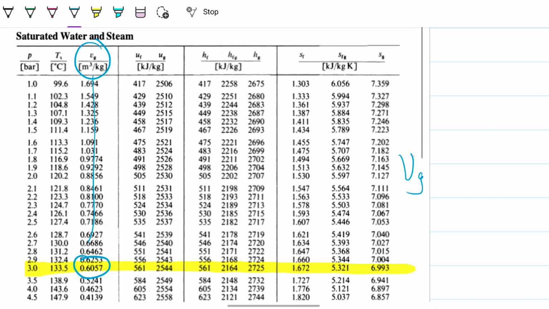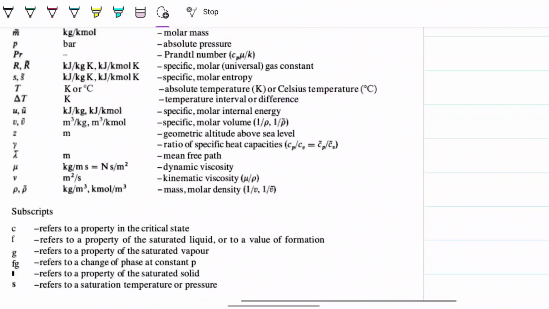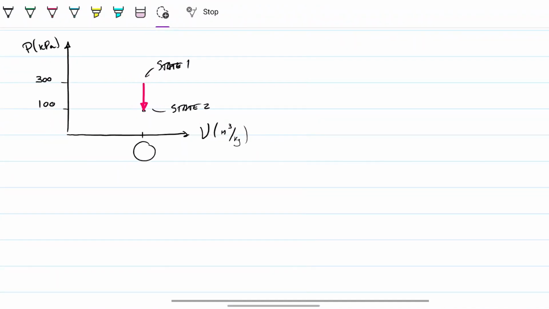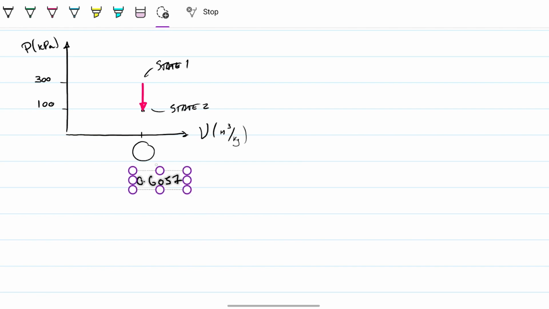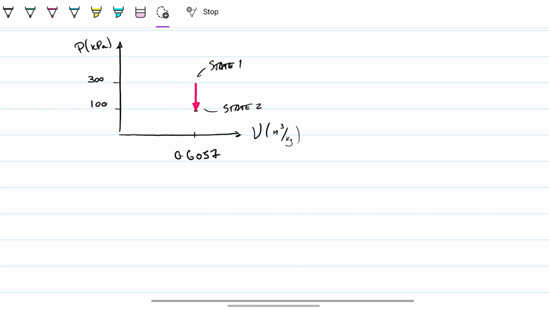That's also the value for state number 2. So 0.6057. Let me go ahead and copy this because I can use this to finish off my diagram up here somewhere. Here. Okay, so this is now complete.